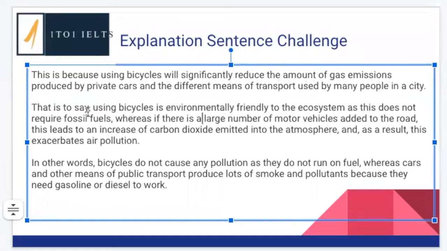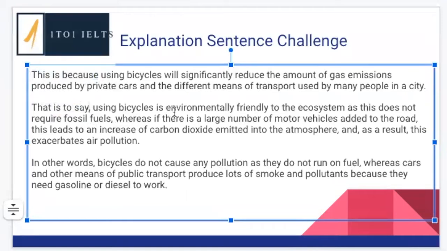Moving on to our next explanation. Like this first one, I haven't actually pointed this out. This is because is a really nice way to start an explanation sentence. That is to say, it's a nice way to start an explanation sentence. If you start with this is because, there should be no comma. And if you start with that is to say, there should be a comma. So well done to both of these students.